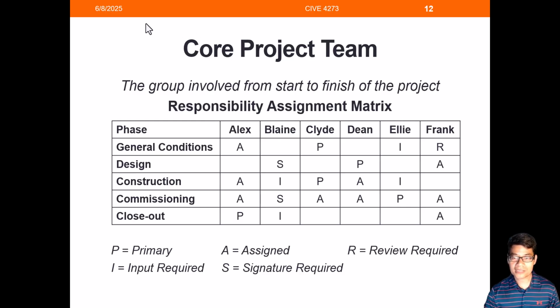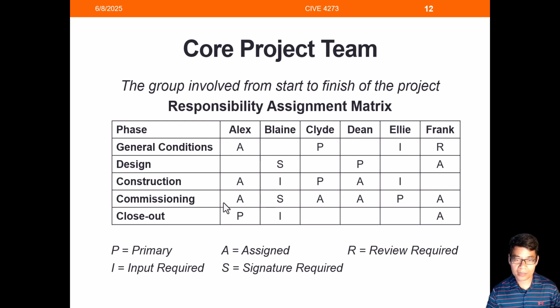So in the next couple of slides, I just want to show how you can use some of the tools to help you assign a person to a specific job, depending on the level of management, the tier of the worker that you're looking for. For example, this is a responsibility assignment matrix. There are different phases and you have to assign different persons.